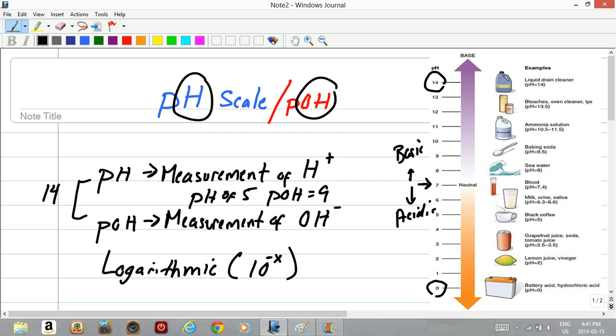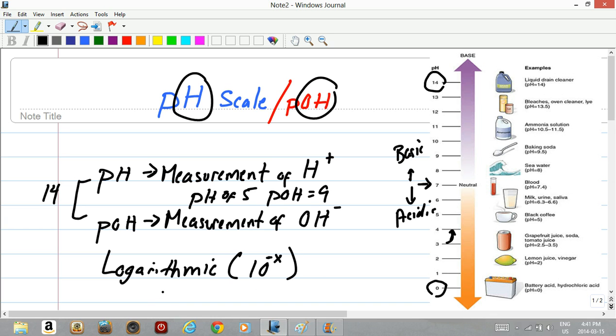Now, the scale is a logarithmic scale. What that means is every step in this ladder, if you want to think of it as a ladder, is going up by a factor of 10 or going down by a factor of 10. It's a negative logarithmic scale. So let me explain what that means.